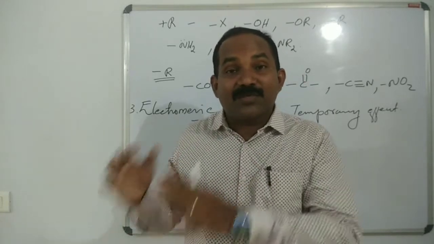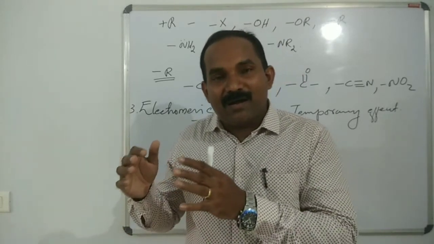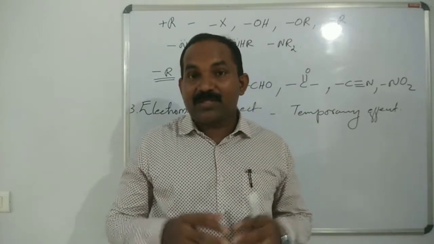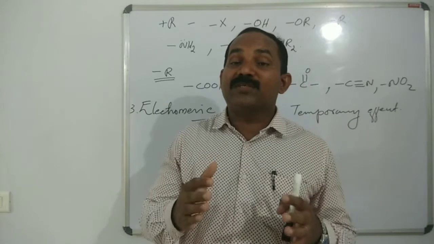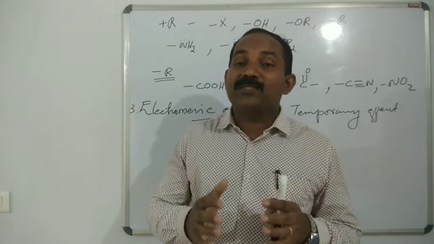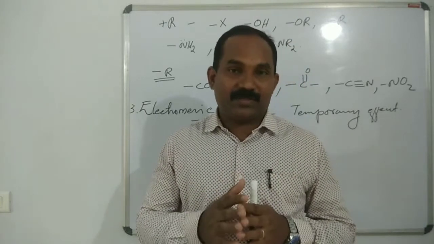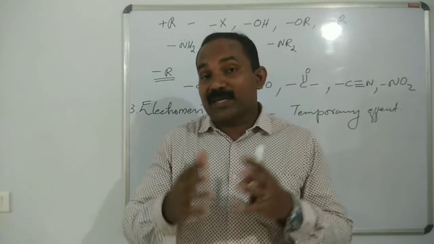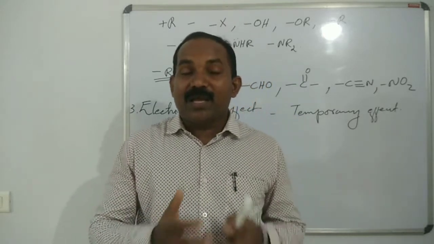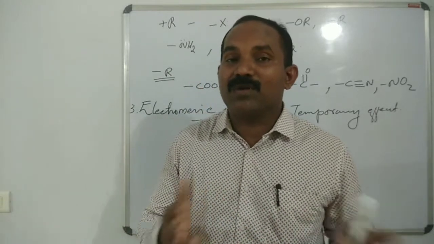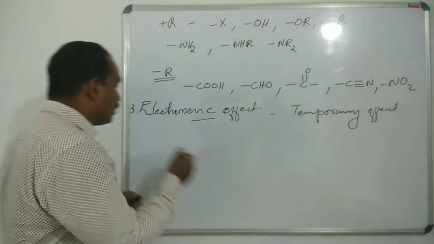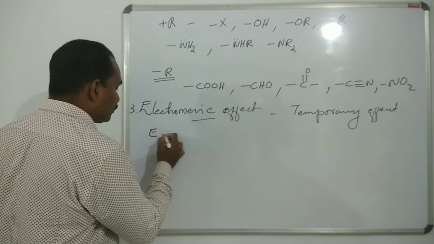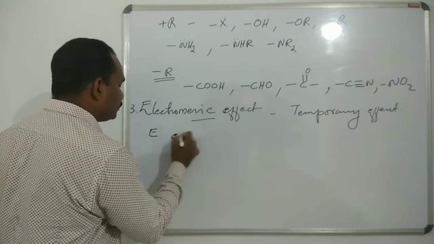In the absence of the attacking reagent, the electromeric effect is cancelled. So only in the presence of an attacking reagent does the electromeric effect work. In the absence of an attacking reagent, the electromeric effect does not work. And the electromeric effect is represented by E effect.